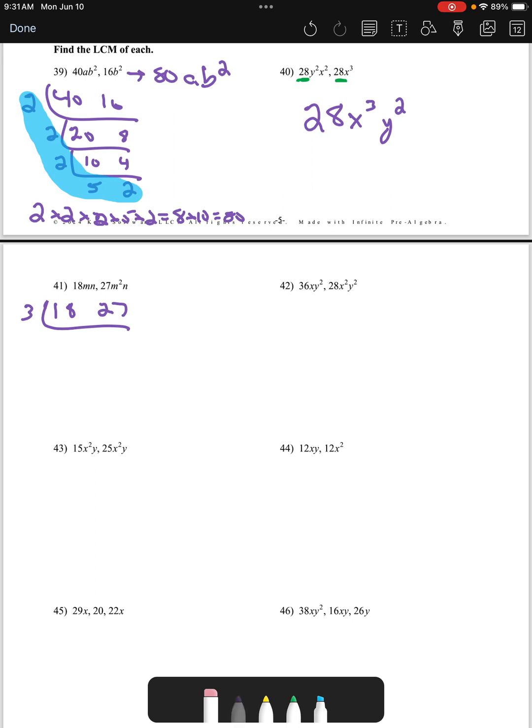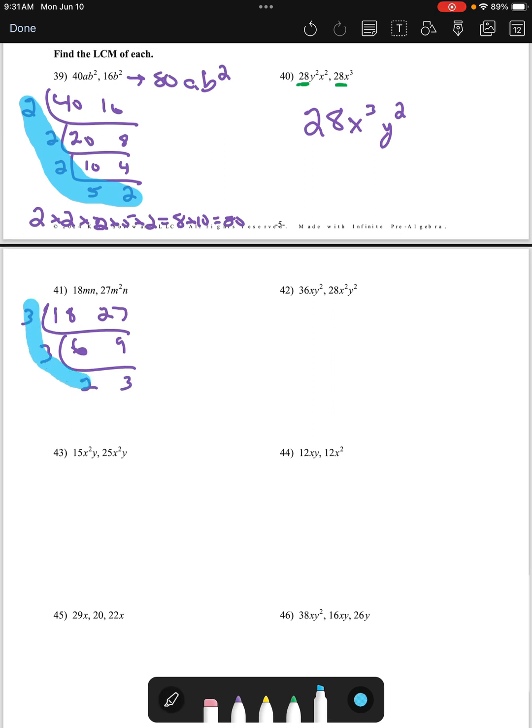In number 41, numerically, we have 18 and 27. These will both divide by 3 to give us, not 9, 6 and 9, which will both divide by 3 to give us 2 and 3. So numerically, we have 3 times 3 times 2 times 3. That's 9 times 6. That is 54.